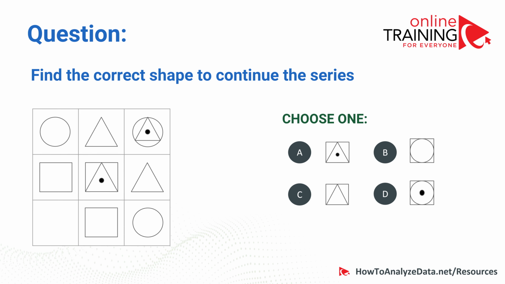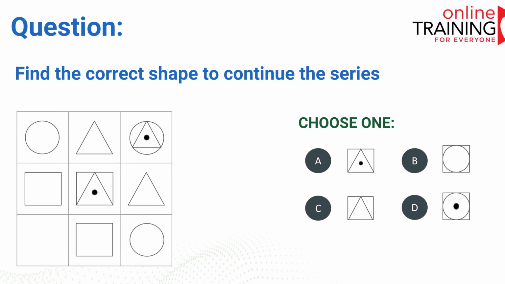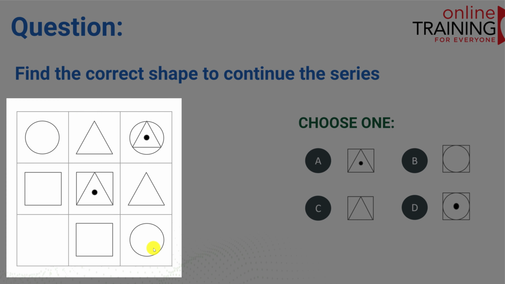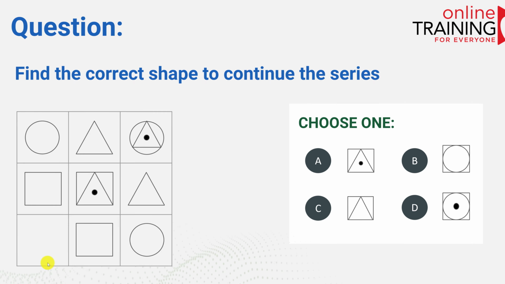Let's look at the question, which is frequently used as part of numeric reasoning tests and aptitude tests. Find the correct shape to continue the series. You're presented with a 3x3 box, which contains multiple shapes, and one shape is missing in one of the boxes. There are 4 choices. Can you detect which one is the correct one?